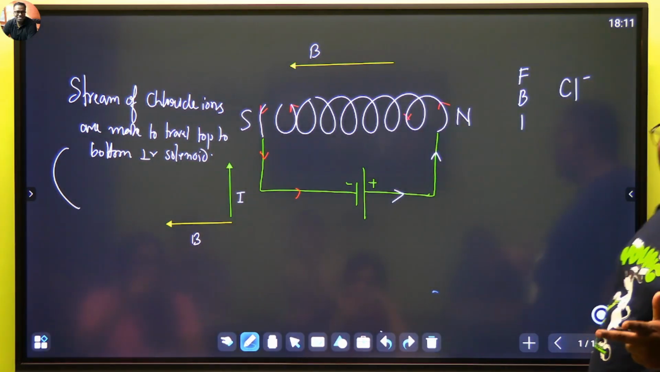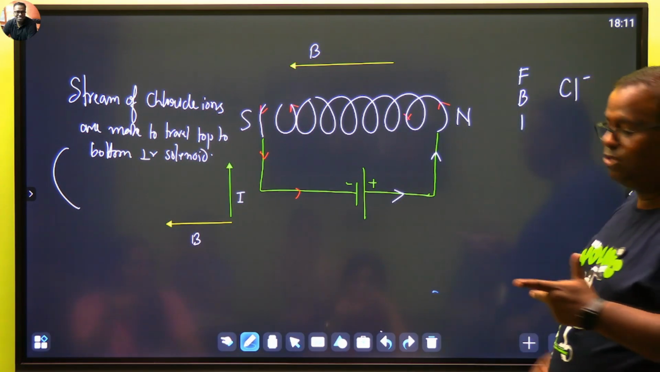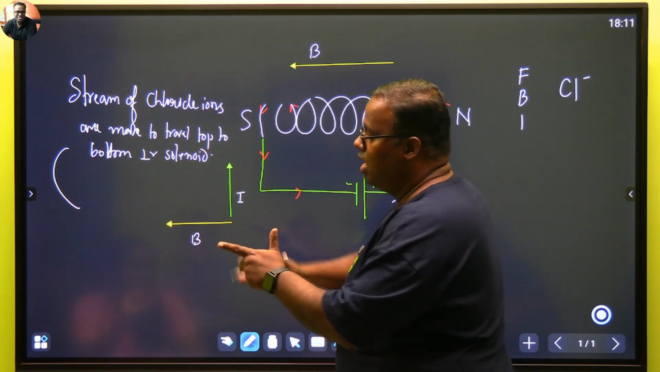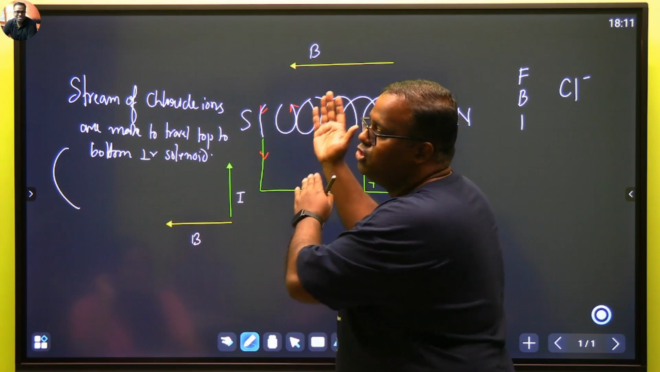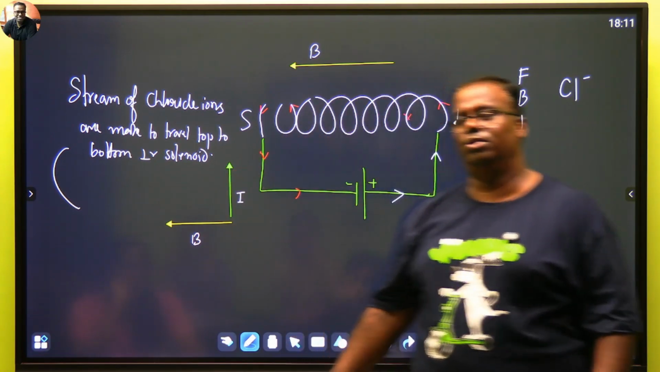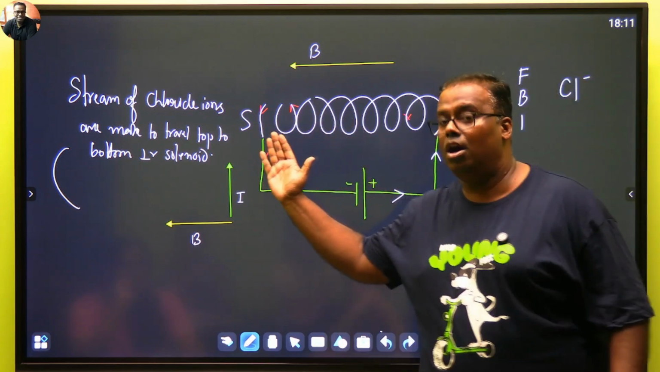B and I. FBI. So B is in this direction, which is very good. I should be in this direction. So the chloride ion should come towards you. Very good. It should come away from the screen.